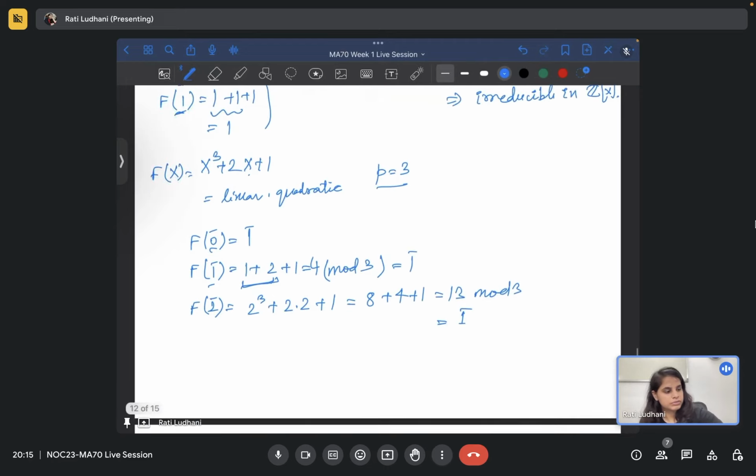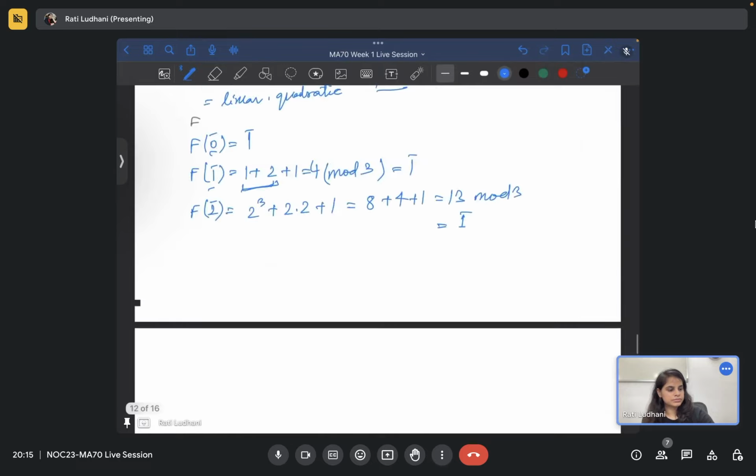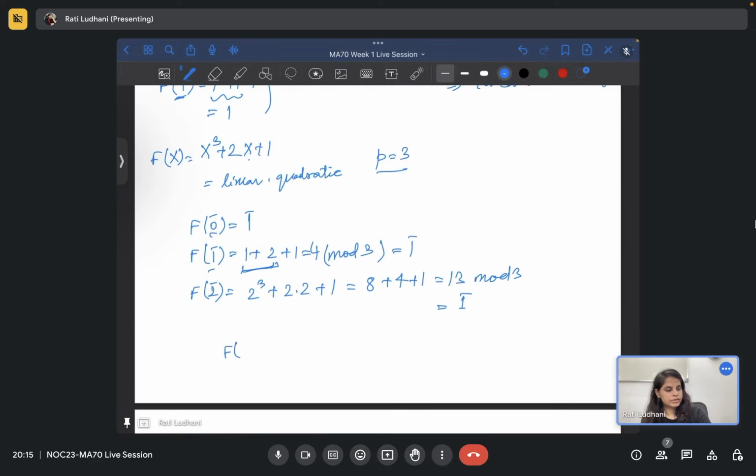So you have this condition, which means this is irreducible. Same process. If you have any doubt, just let me know. Irreducible in Z3 implies irreducible in Z[x].